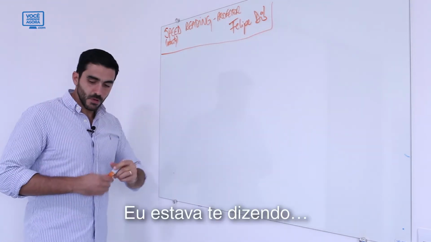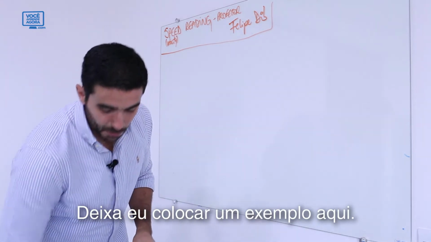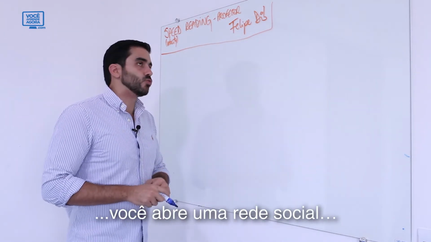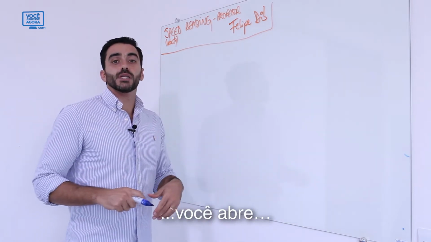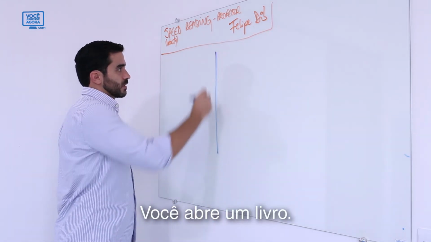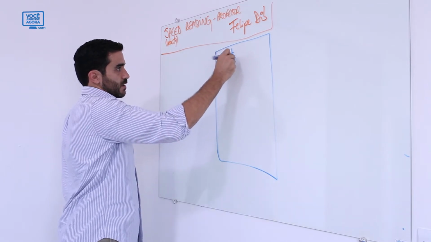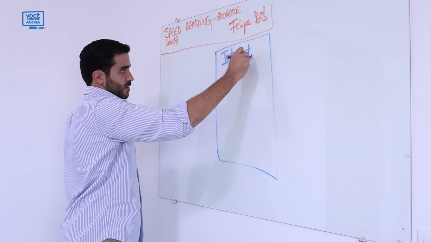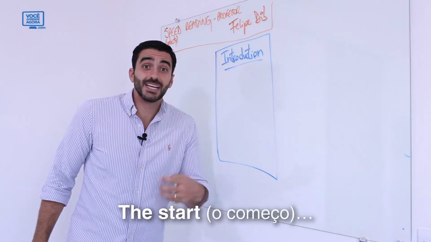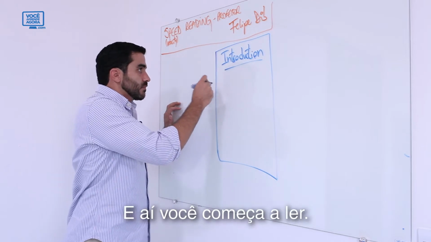All right. I was telling you to see a text and try to get information from it. So let me put one example here. Let's suppose you open a website, a social media, a text, a book, and it's like this. You open a book. You have the word here: Introduction. What is this? This is the introduction, the start, the beginning of the book. All right, let's continue. And then you start to read.